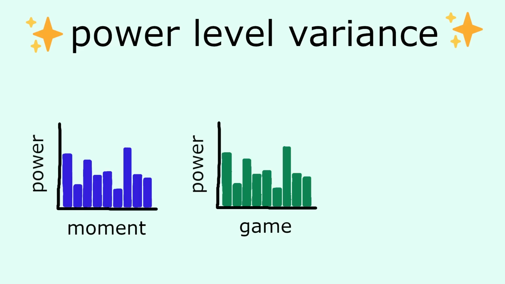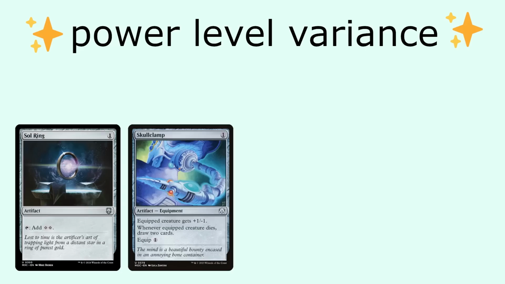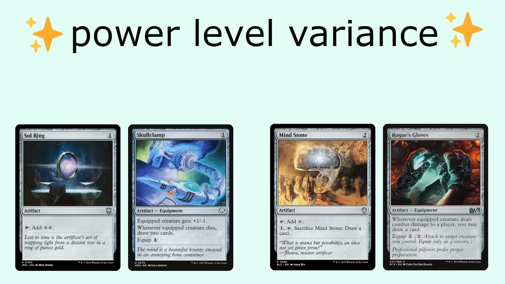If a deck has access to a powerful card like Soul Ring or Skull Clamp, it's going to be having a better time on average than if it had access to Mind Stone or Rogue's Gloves. If you take nothing else away from this video, understand that a game with a lot of card variation is different from a game with a lot of power level variance.